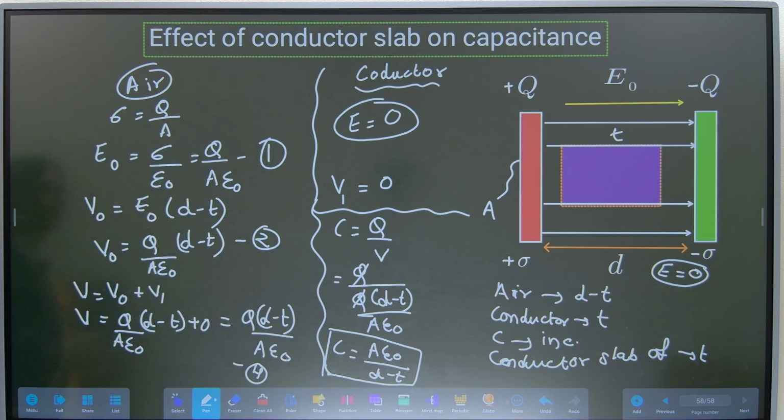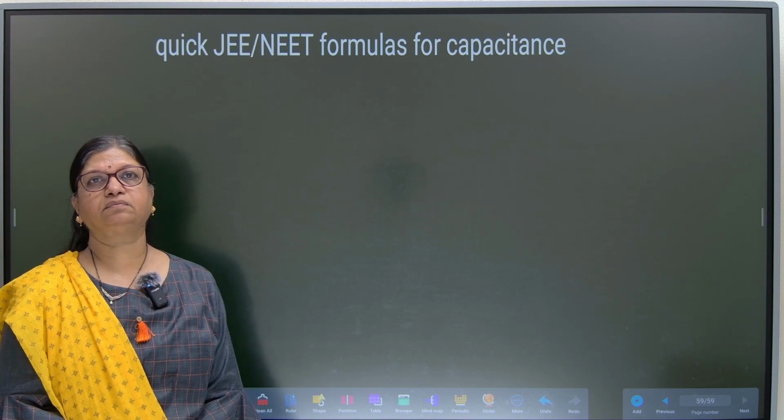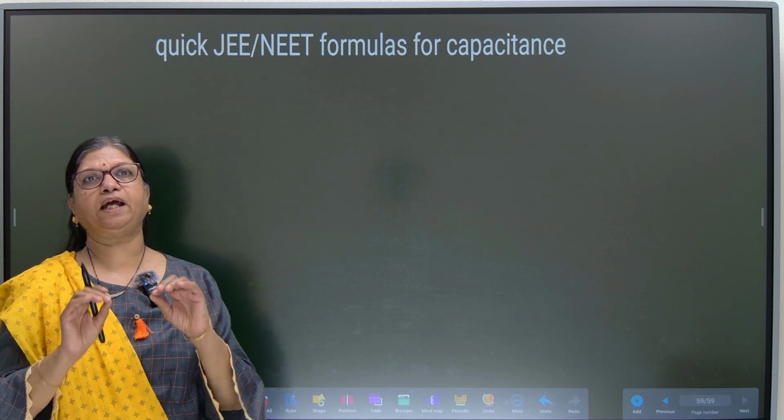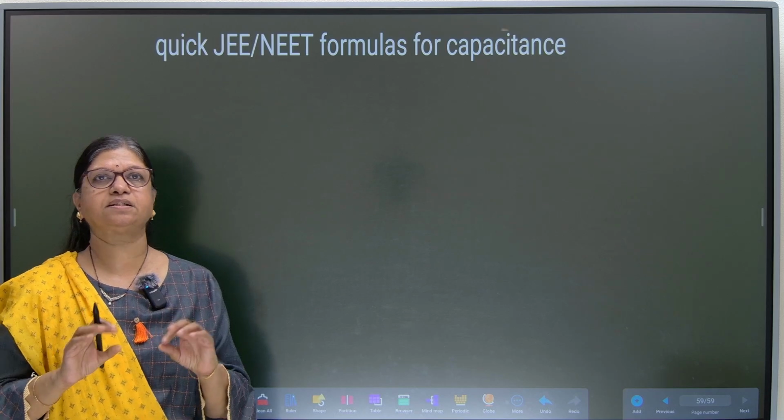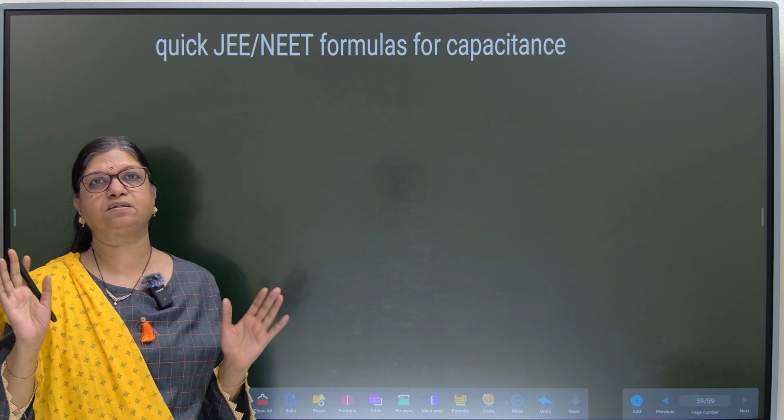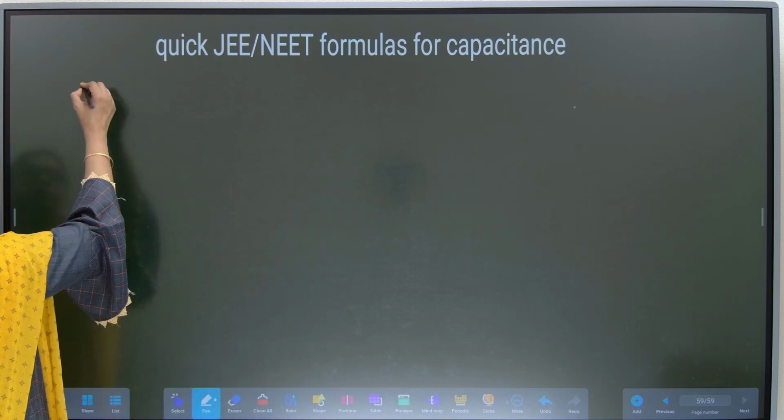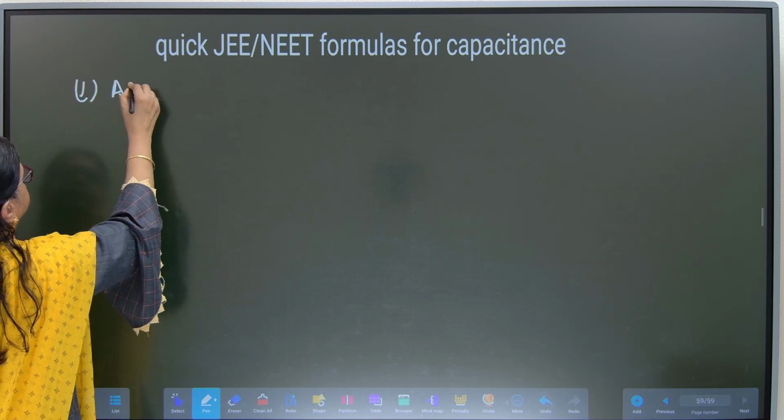Take a pic of what we have done just now. Keep watching. In the next page, I will just give a quick revision which is required for your JEE and NEET remembering points. Let us write quickly the formulas which you have to remember for your entrances like JEE and NEET for the capacitance of a capacitor.